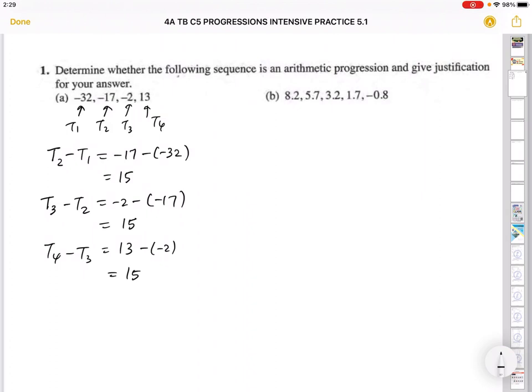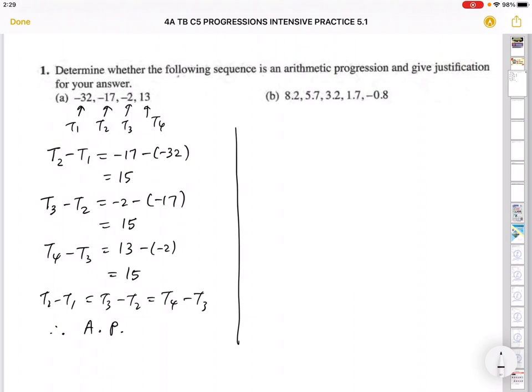Now, as we can see here, T2 minus T1 has the same value as T3 minus T2, and the same value as T4 minus T3. We call this value a common difference. So, because this is true, therefore we say this is an arithmetic progression. I'm just going to write AP, short form for arithmetic progression.